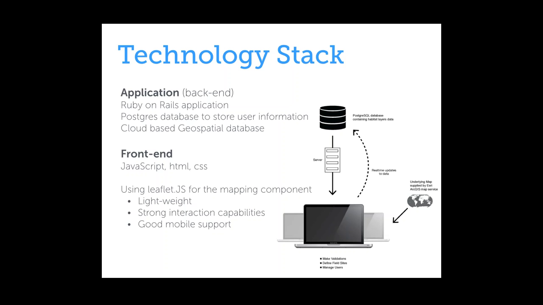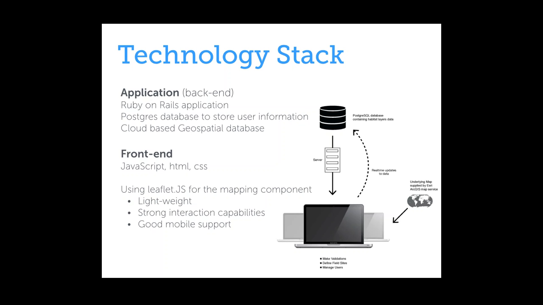So the technology that's stacked then is, we built all of it in Ruby on Rails, and we're using a local Postgres database to store the user information, and then a cloud-based geospatial database to store the rest of the information. And then in the front end, we're using just standard web technologies, JavaScript, HTML, and CSS. We use Leaflet for the mapping component, which is nice and flexible and was really good for the mobile component, which I'll come on to in a second.